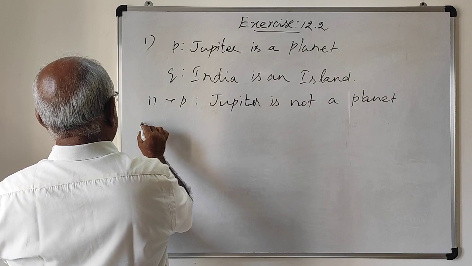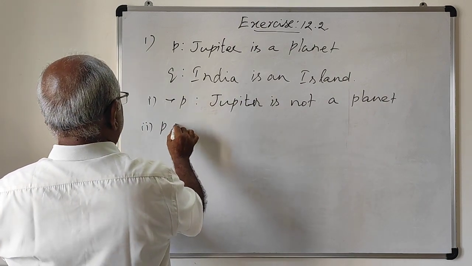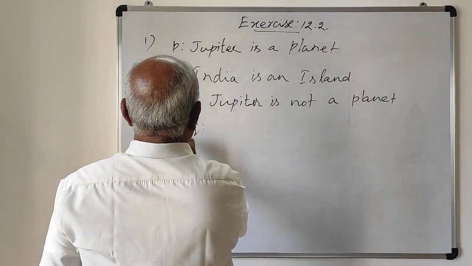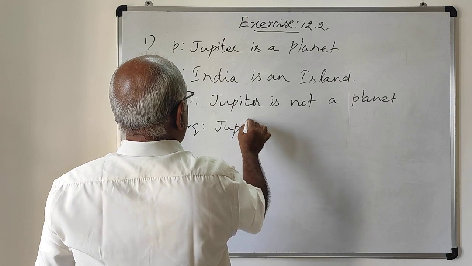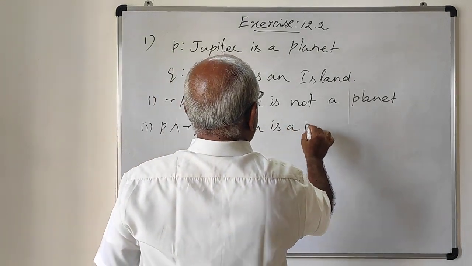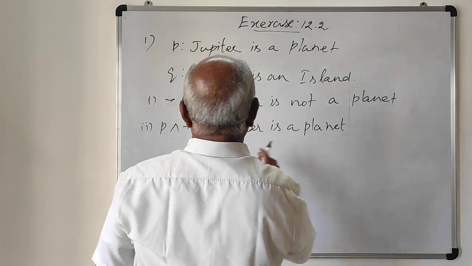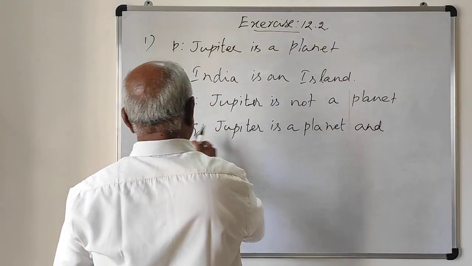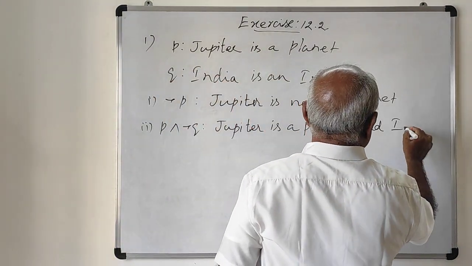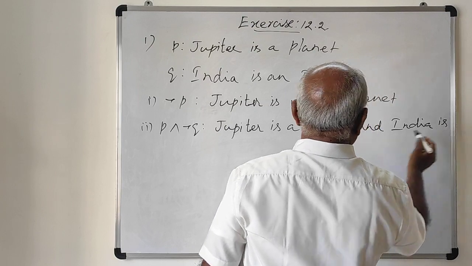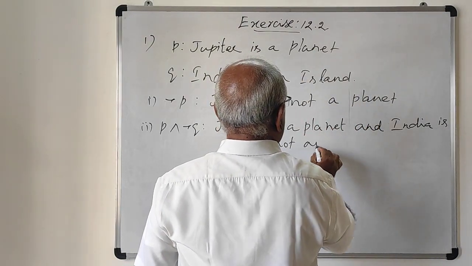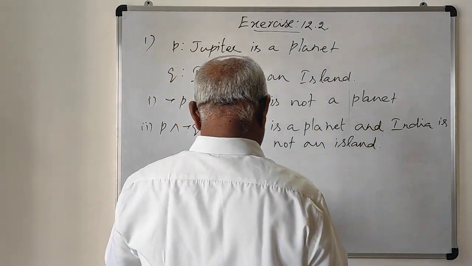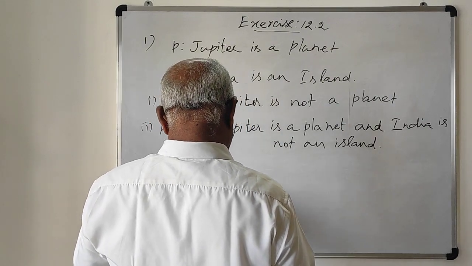Next one in the exercise, P conjunction negation Q. P is Jupiter is a planet. Conjunction means and. Jupiter is a planet, and negation Q, India is not an island.